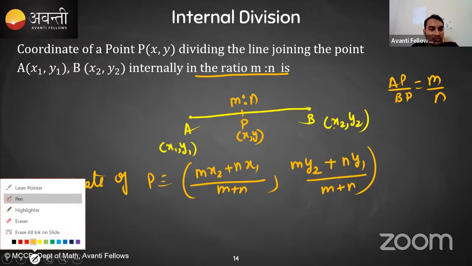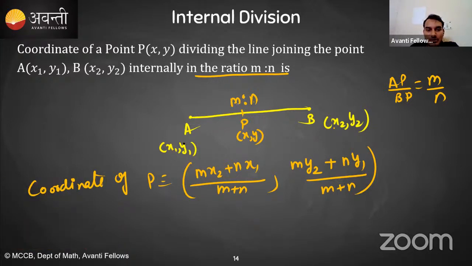Sometimes what happens, students make the mistake and write m into x1 and n into x2. No, I told you, you should get the feel of cross multiplication. m with this and n with this, like this. This is how you are multiplying. Is this clear? Any doubt, student? So x coordinate is mx2 plus nx1 upon m plus n. Y coordinate is my2 plus ny1 upon m plus n. So this is the section formula when P is dividing AB internally.